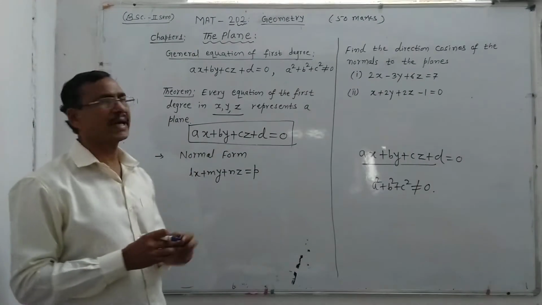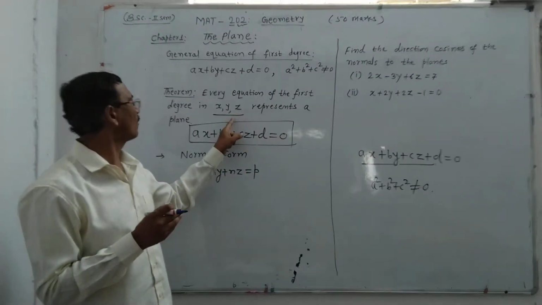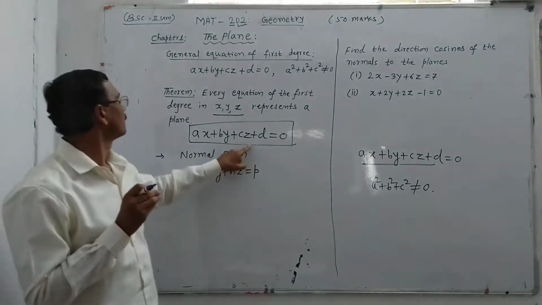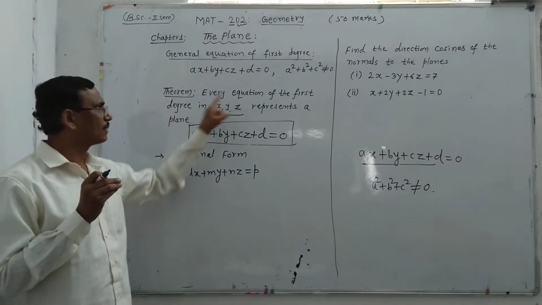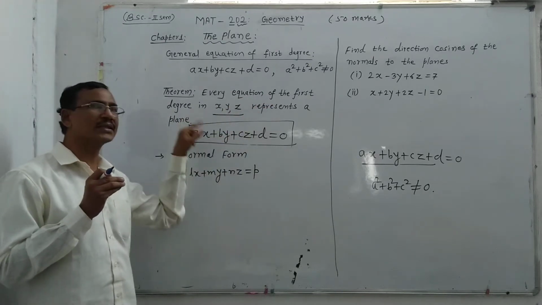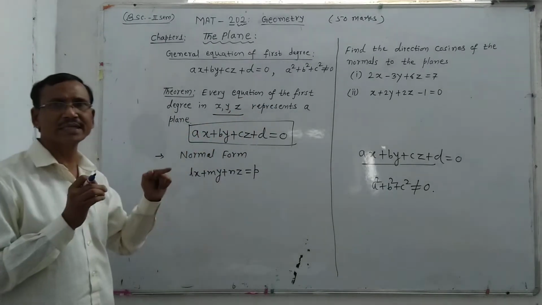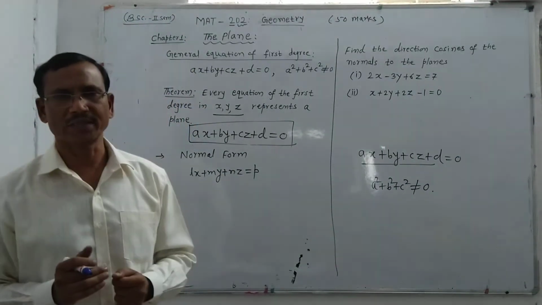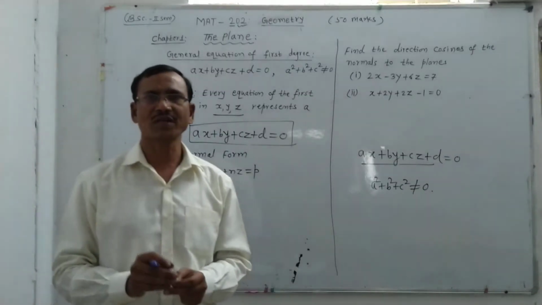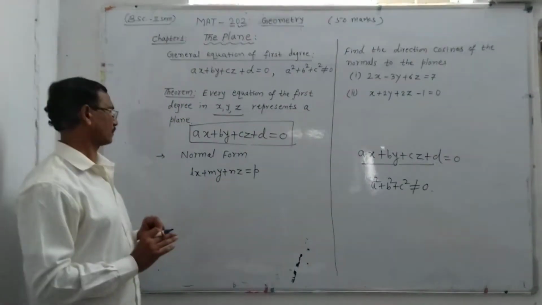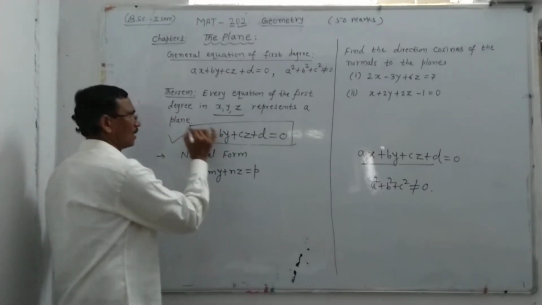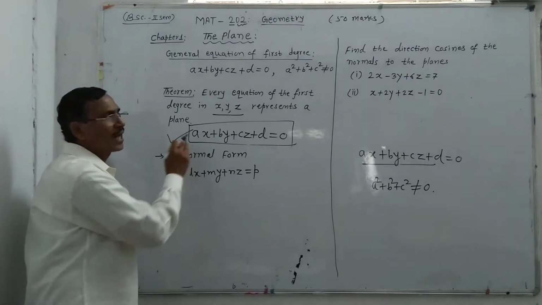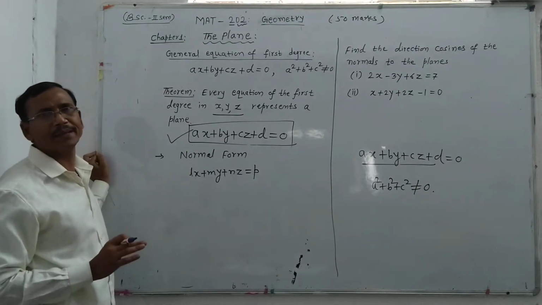The converse of this theorem is also true. What is the converse? The theorem says every first degree equation in x, y, z represents a plane. Its converse is: every equation of plane is of first degree. Every equation of plane is a first degree equation. Now this equation ax plus by plus cz plus d equal to 0 is considered as the general equation of plane.